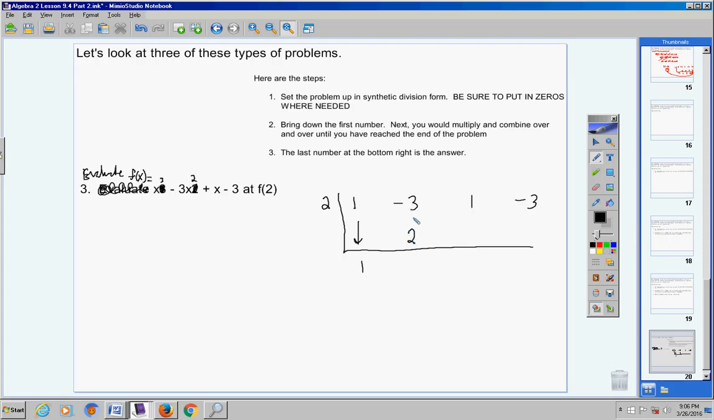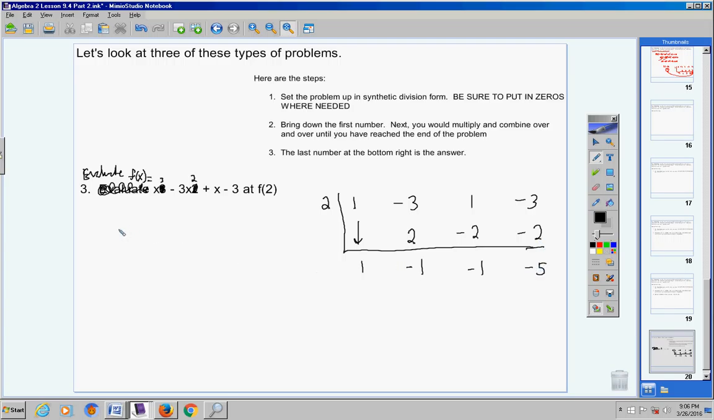-3 and a +2 gives you a -1. Multiply 2 times -1, you get a -2. Combine a +1 and -2 is a -1. 2 times -1 is -2. Combine, you owe me 3, you owe me 2, now you owe me 5.